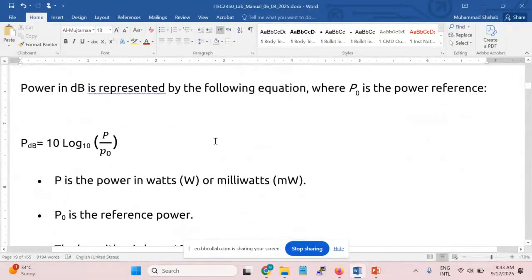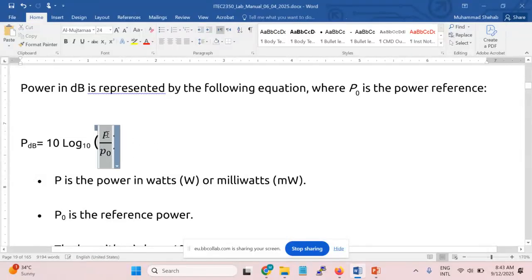So power in dB is represented by the following equation, where P0 is the reference power. So basically, I am finding the difference between power P and power 0. Power 0 is the reference.